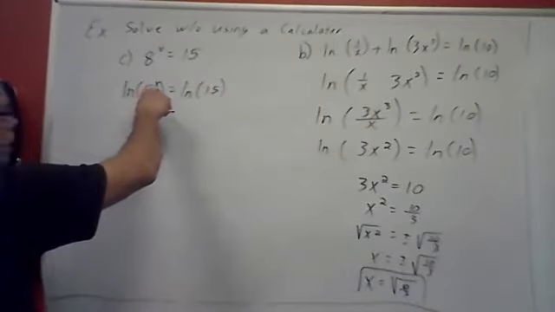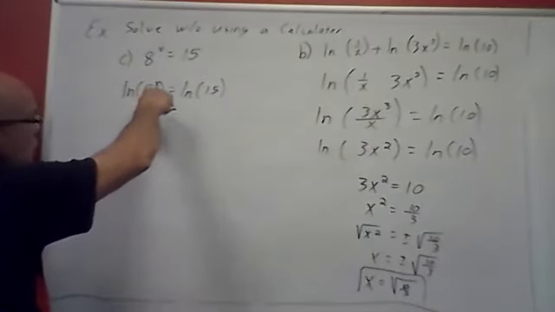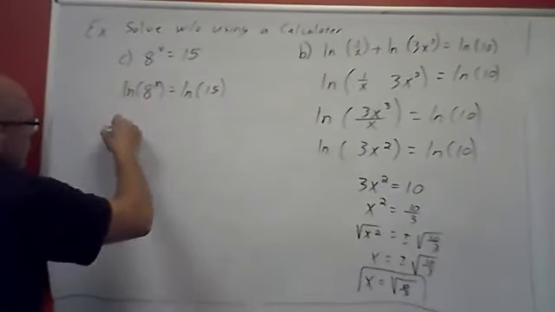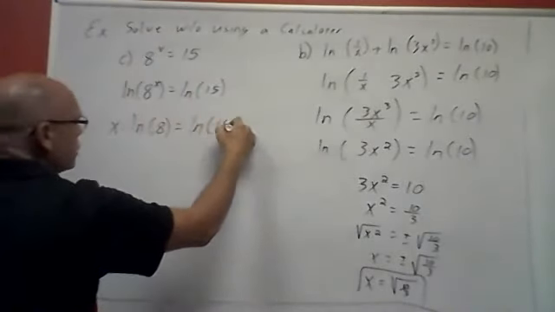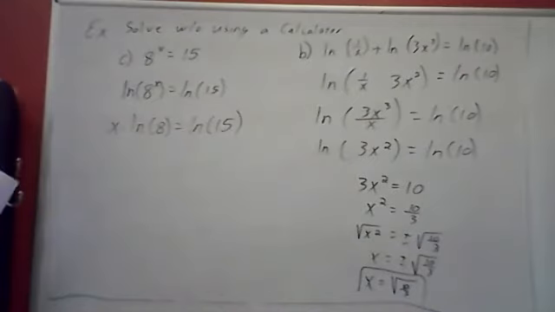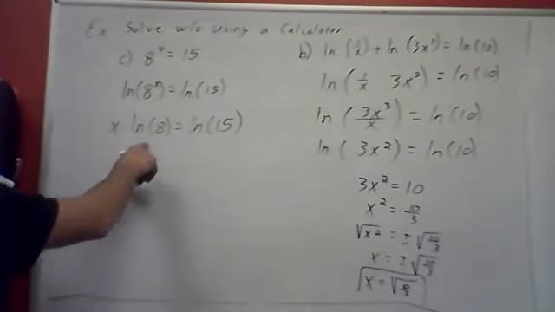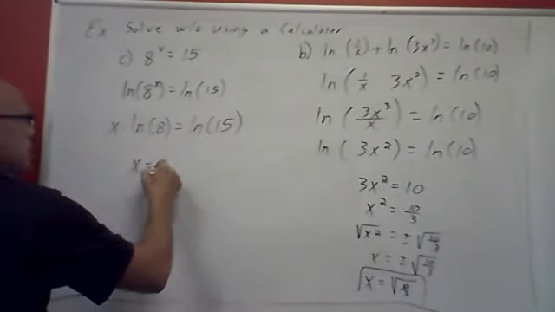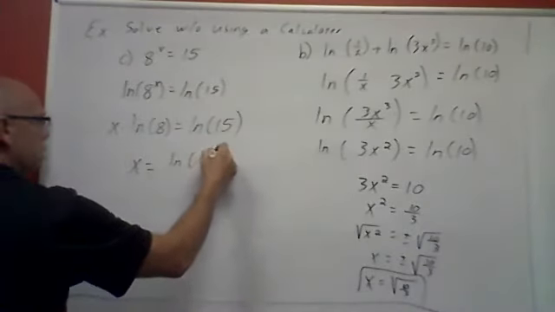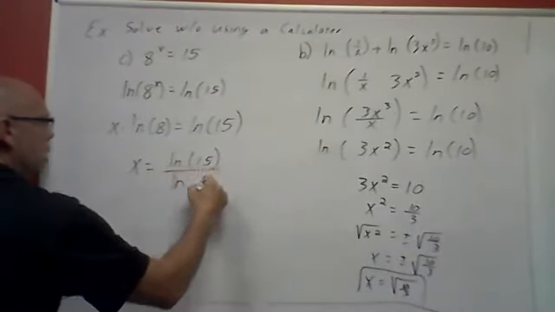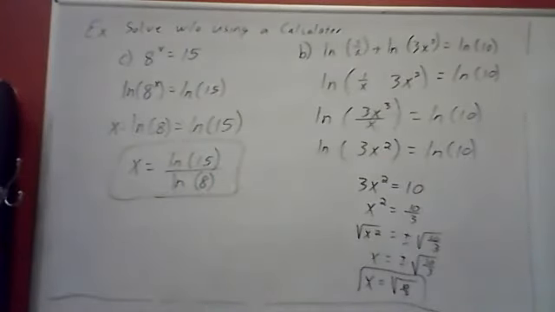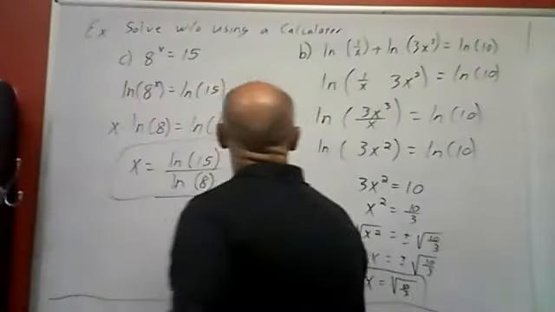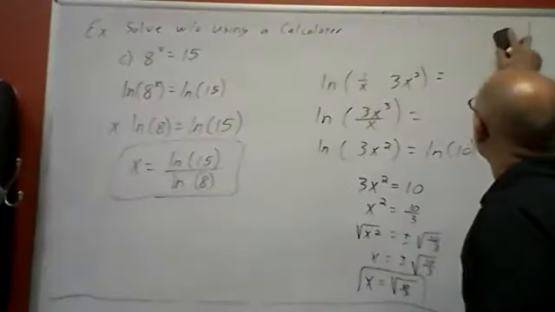Use that property of logarithms. It says take this exponential argument, bring it to the front. So x times the natural log of 8 is equal to the natural log of 15. And then divide both sides by the natural log of 8. X is equal to the natural log of 15 over the natural log of 8. That's one way to solve it. But D is in dog.